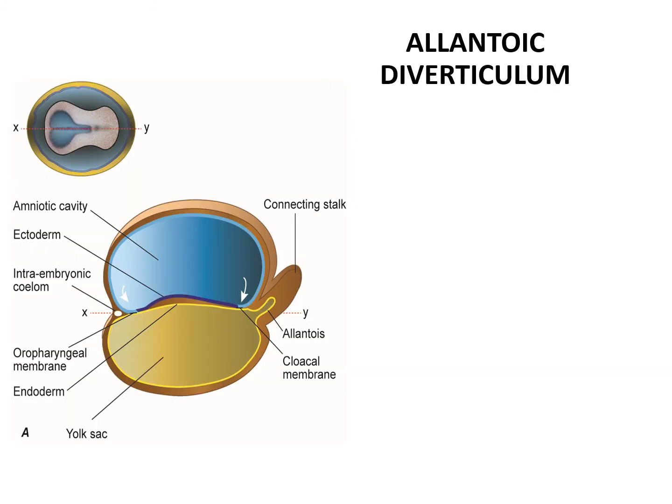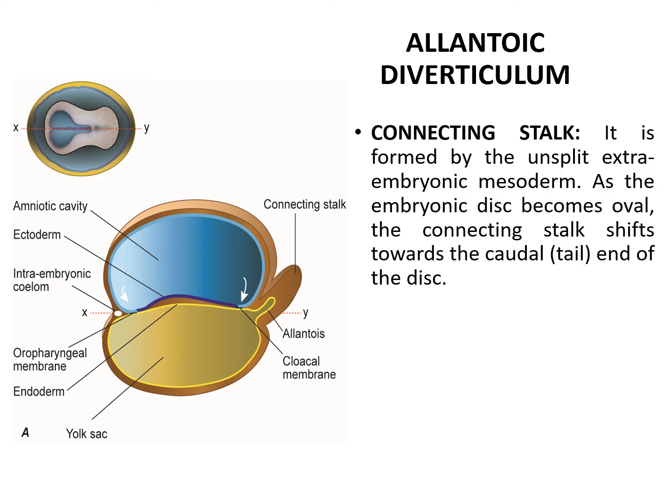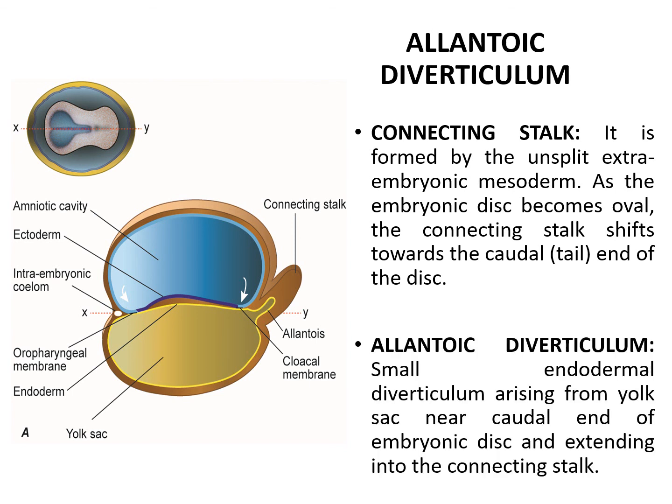The connecting stalk is formed by the unsplit extraembryonic mesoderm. As the embryonic disc becomes oval, the connecting stalk shifts towards the caudal or the tail end of the disc. A small endodermal diverticulum arises from the yolk sac near the tail end of the embryonic disc and extends into the connecting stalk. This is known as the allantoic diverticulum.